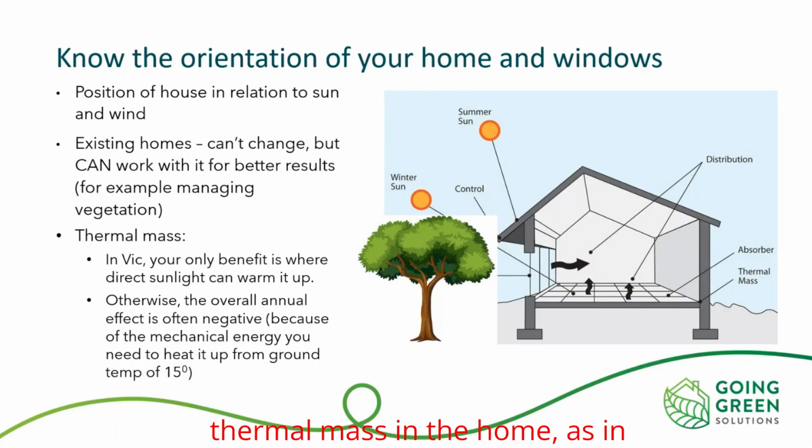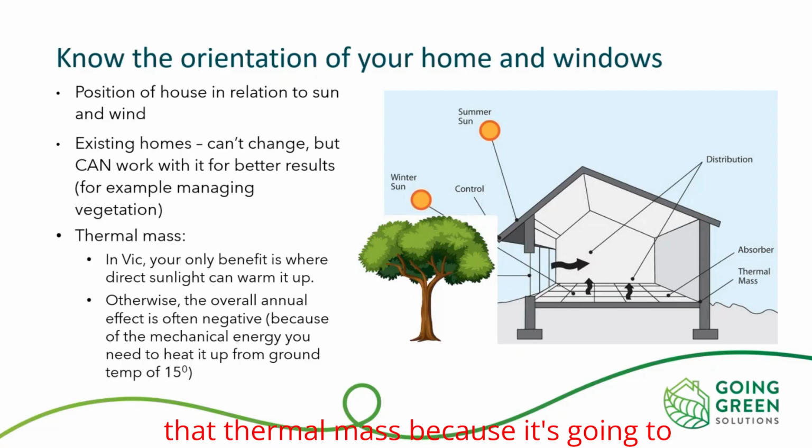It's especially important if you have thermal mass in the home, as in concrete floor or tiles, things like that, because they're always going to be at about 15 degrees, which is the ambient ground temperature. And the only real benefit for them is if you can use them to collect winter sun. If you can't do that, you're better off not having that thermal mass, because it's going to suck the warm air out of your home in winter. Not suck the warm air, it's going to absorb the heat out of the warm air. That's what it should say.